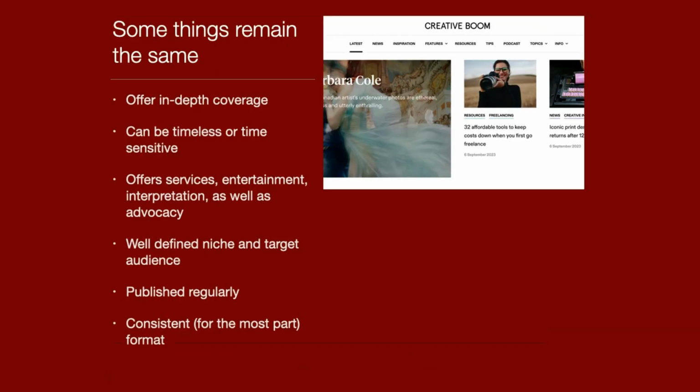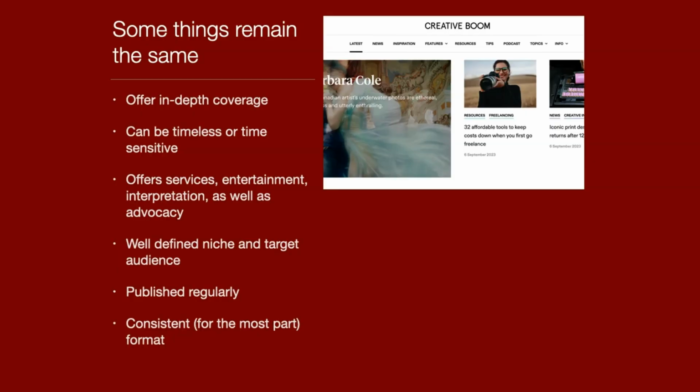But some of the things still remain the same. Magazines still offer in-depth coverage. We don't have the same time constraints as someone who has to produce information every day. Although often with our websites we do want to produce fresh content on a daily or multiple times a week basis. Although magazines don't necessarily have to be investigative journalism, they can also contain short, snackable content, which many magazines find works best for their audience on their websites. So they can be timeless or time sensitive.